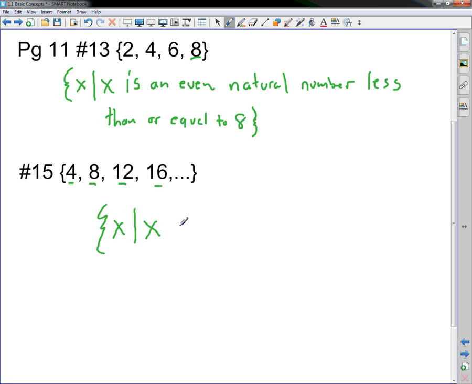So x is a multiple of 4 greater than 0. So we have x is a multiple of 4 greater than 0. So we should be able to work back and forth between the two notations. Let's go ahead and continue on.